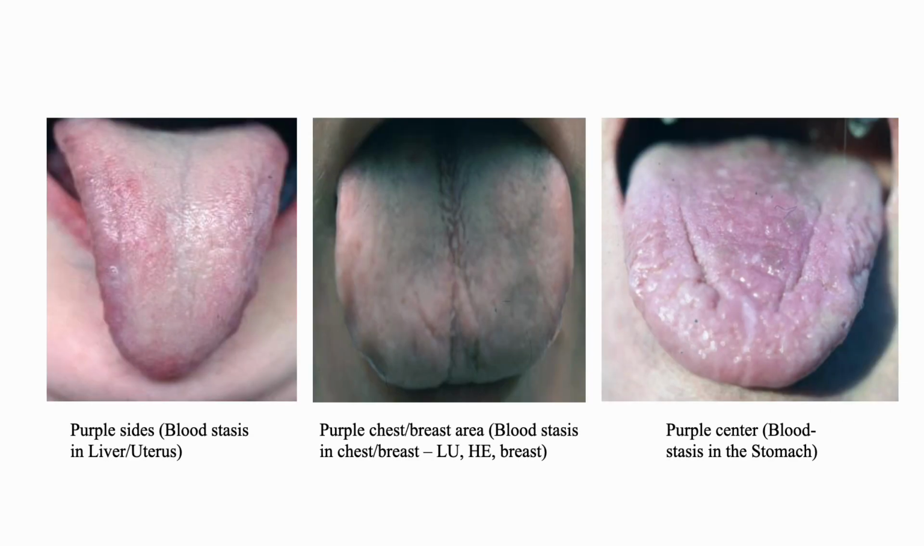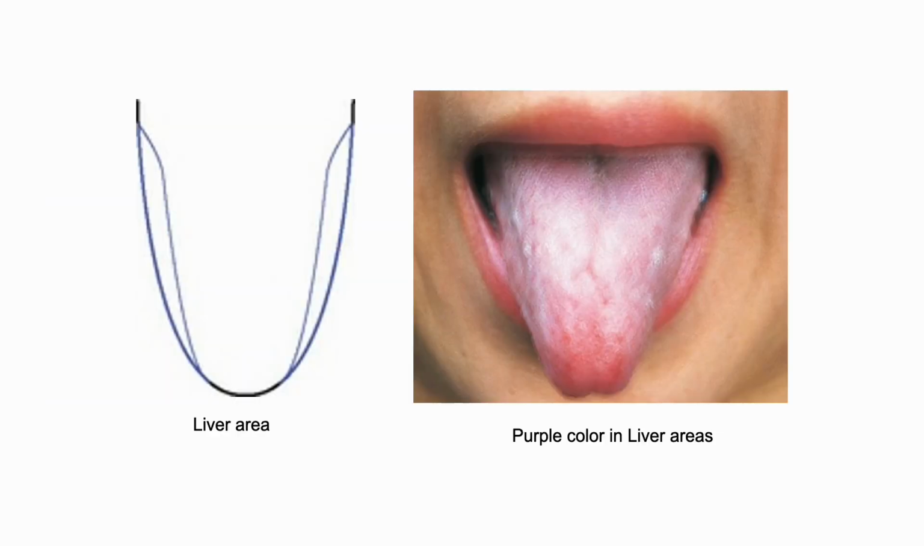The tongue can be only partially purple, and the most common areas are the sides, liver or chest area of the tongue, the center and the front third. The most frequent occurrence is on the sides in the liver area. Strangely, the tongue is never purple on the tip only, and blood stasis in the heart usually manifests in the chest or breast area instead. A purple color on the sides in the liver area indicates blood stasis in the liver, which may occur in any of the areas influenced by the liver channel.